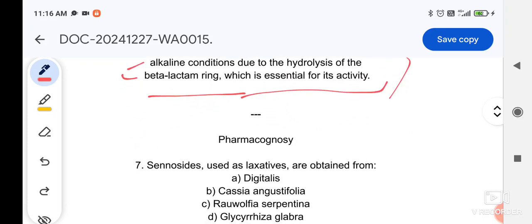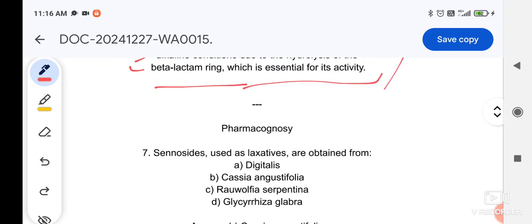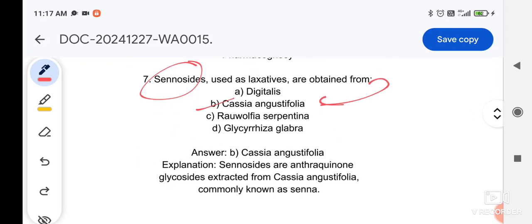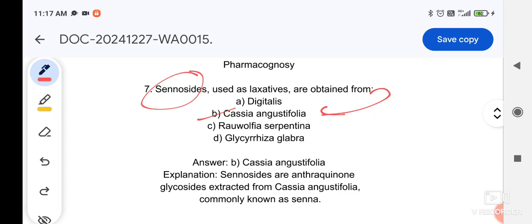Likewise, now we will move forward to pharmacognosy. Cyanocytes used as laxatives are obtained from: option A Digitalis, option B Cassia angustifolia, option C Rauwolfia serpentina, and option D Glycyrrhiza glabra. So the correct answer is option B, Cassia angustifolia. Cyanocytes used as laxatives are obtained from Cassia angustifolia. Cyanocytes are orthoquinone glycosides extracted from Cassia angustifolia, commonly known as senna.